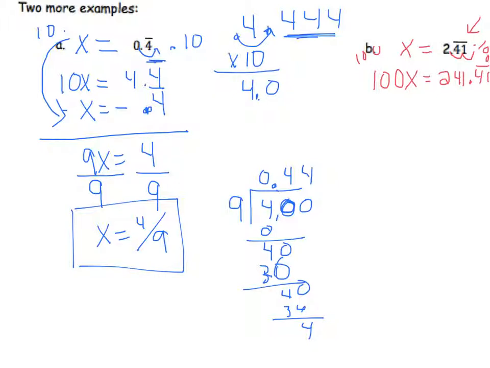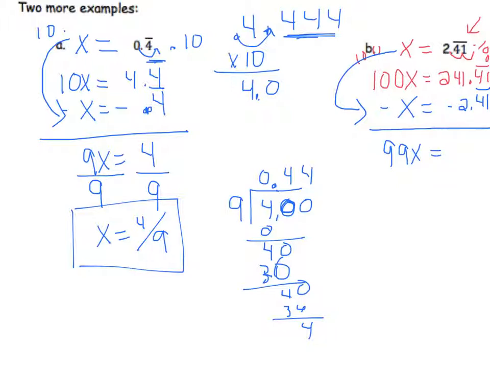Okay, now we're going to take our first and put it under our second. So x equals, and we're going to line up our decimal, so 2.41. So the decimal part of it is lined up. So the 0.41, 0.41 are right on top of one another, and then we're going to subtract. This time we had 100x minus x. That leaves us 99x, not just 9x. And here, the decimal portion of it cancels out. So you're left with 241 minus 2, which gets us 239.